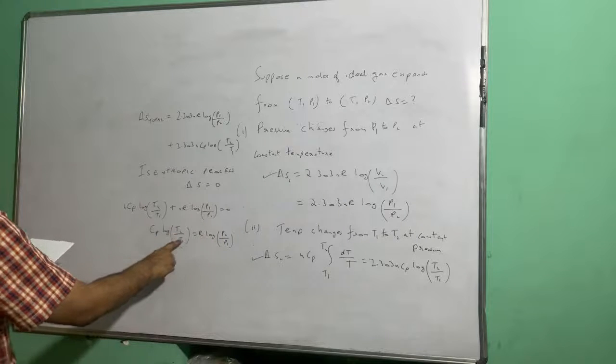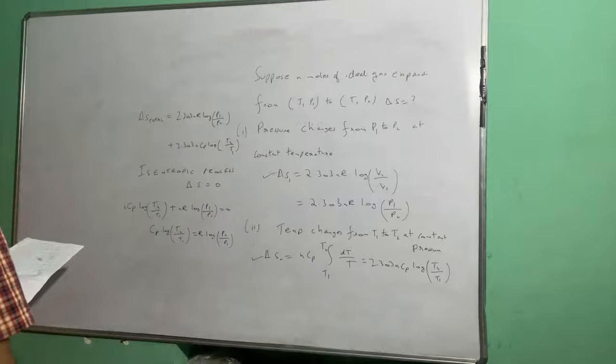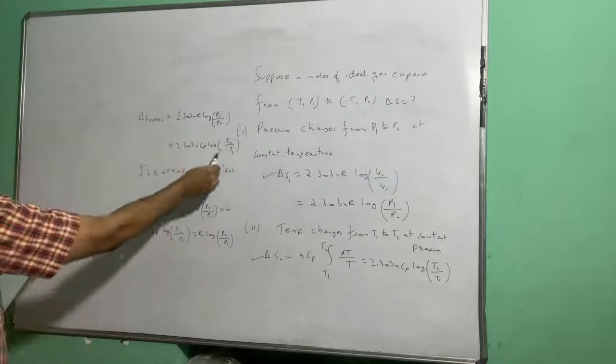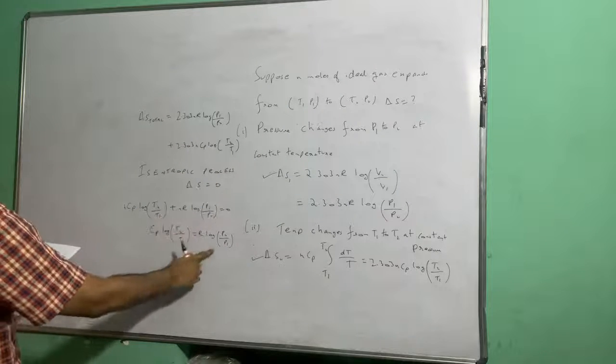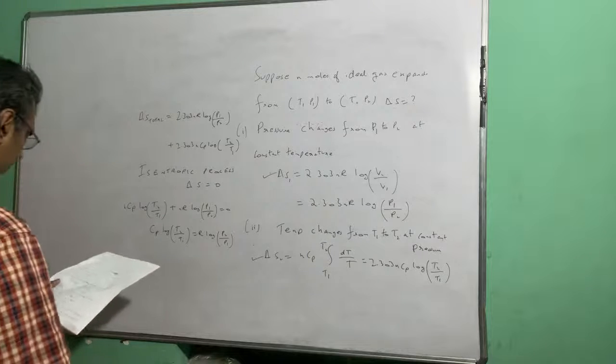So Cp log T2 by T1 is R log P2 by P1. So for this process, if it is isentropic, the change in entropy will be zero. You will get this equation.